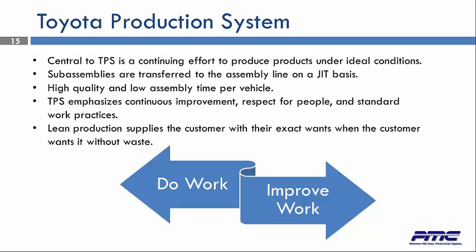TPS emphasizes continuous improvement, respect for people, and standard work practices, which are the pillars of the Toyota production system. Lean production supplies the customer with exact wants when the customer wants it without waste. All the employees in Toyota plants have 2 jobs. They have to do work and improve work. The first 3 principles cover the do work aspect, and the last 2 principles, worker empowerment and continuous improvement, comprise improving your own work at the site.